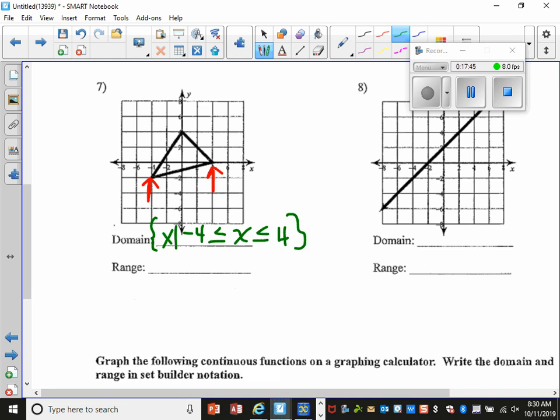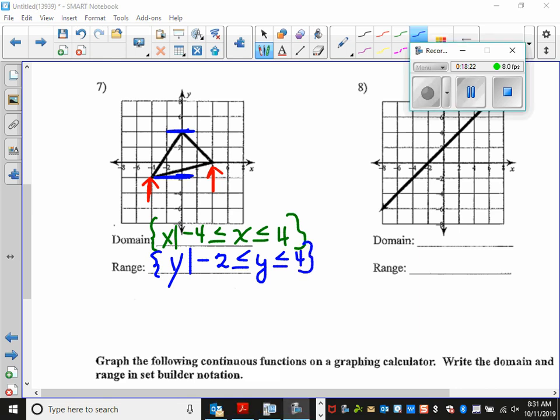For your ranges, okay, we need to pick the lowest y and the highest y. Okay, lowest y looks like it's right here. Is that right? And what's the highest y? 4. Okay. So when I write my ranges, I'm going to start with the smaller number, which is what number? -2 is less than or equal to y, which is less than or equal to 4.